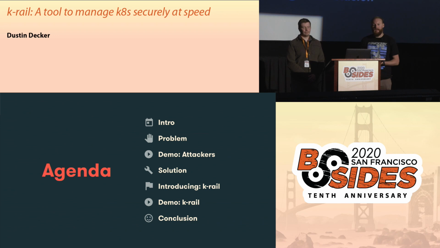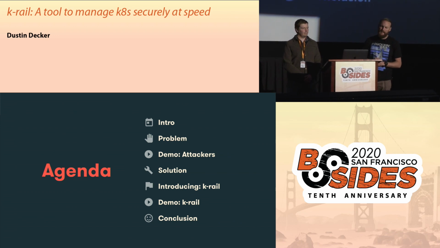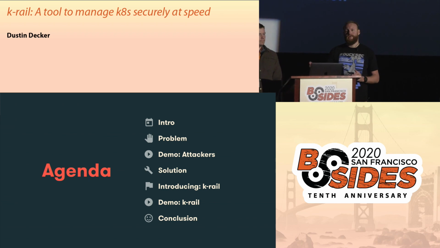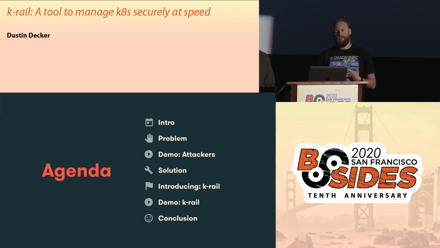Cool. So the things we're going to talk about today, I will give you a general introduction. For those unfamiliar with Kubernetes, that's okay. We'll give you enough knowledge to come along for the ride. We'll introduce the general problem that we commonly face from a security perspective with Kubernetes. We'll demo some of the attacks and some of the ways that those can go wrong. And then we'll also introduce the solution that we built for ourselves, which is K-Rail. We'll give you a demo of that and then wrap up.